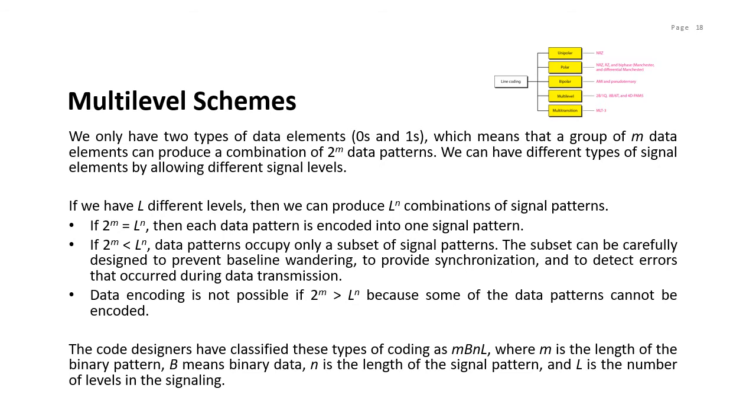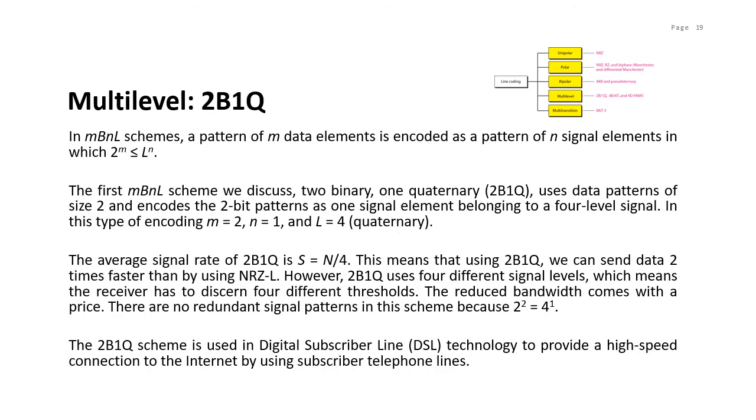Note that the first two characters define the data pattern and the second two define the signal pattern, meaning that mB is for the data pattern and nL is for the signal pattern. So from the previous slide, we can say that in mBnL schemes, a pattern of m data elements is encoded as a pattern of n signal elements, in which 2 to the power of m must be less than or equal to L to the power of n.